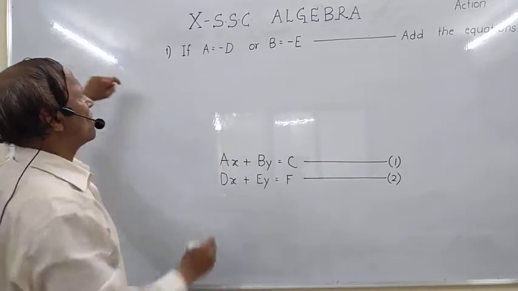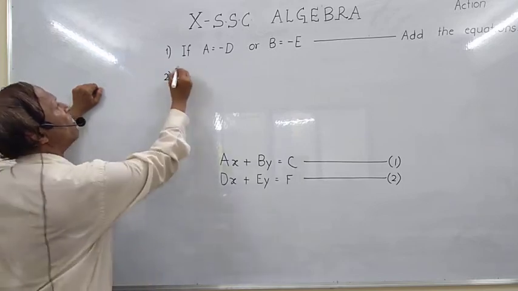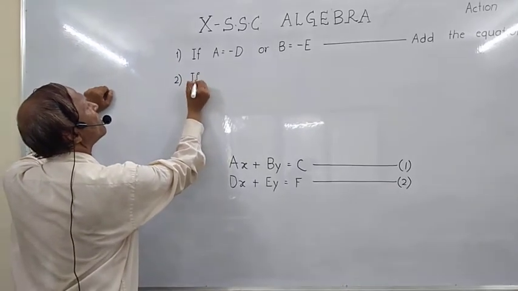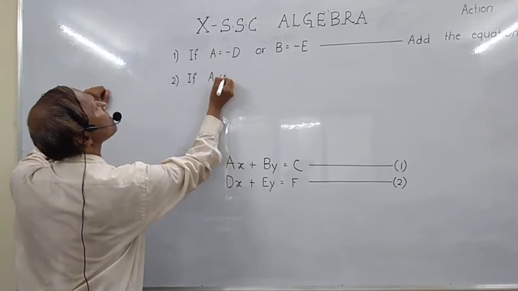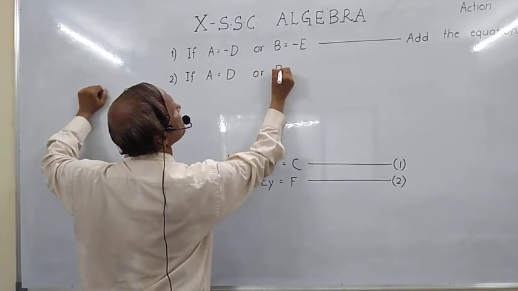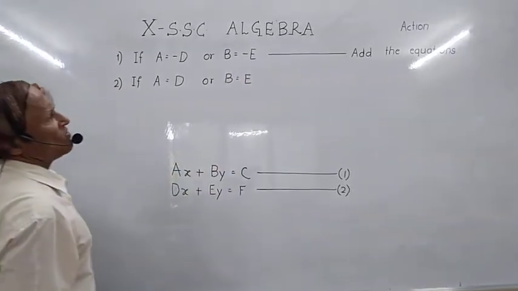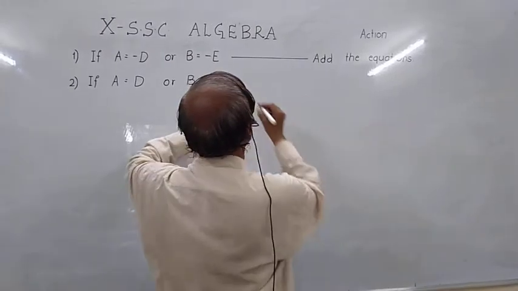If that condition is not followed, then you have to go for the second check. If a is equal to d or b is equal to e, in such case, what action are we supposed to take? Subtract the equations.